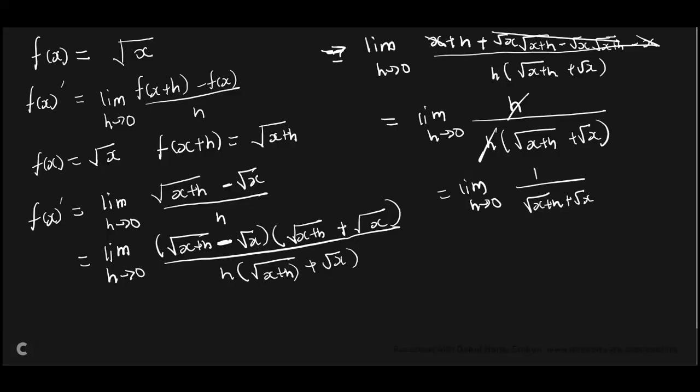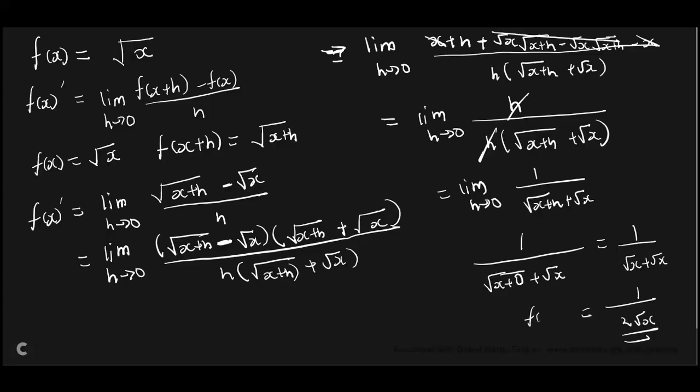Then from there, what you do next is we substitute. So you have 1 over root of x plus 0, I substitute wherever there's h, plus root of x. Then in this expression you have 1 over root of x plus root of x, which is 1 over 2 root of x. So this is the f'(x). So that's how you answer those types of equations.